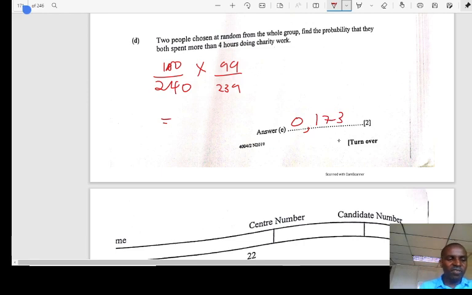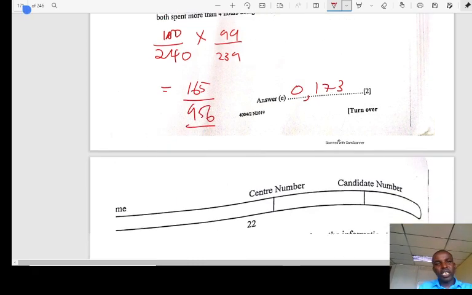Or you can just leave it as a fraction. You say 100 over 240 times 100 over 240, but you have to put them in brackets, then times 99 over 239. As a fraction, it's 165 over 956. Till it makes sense.